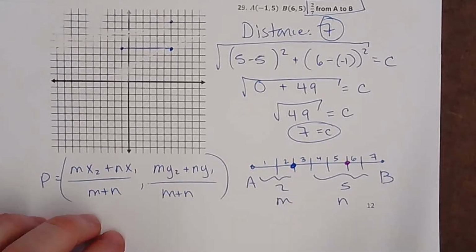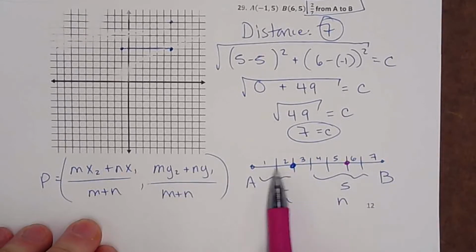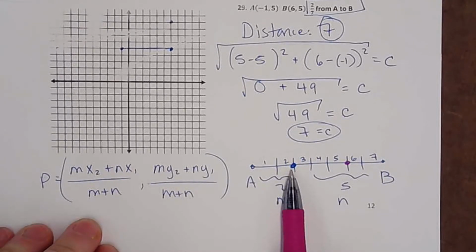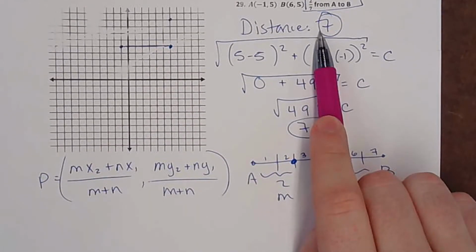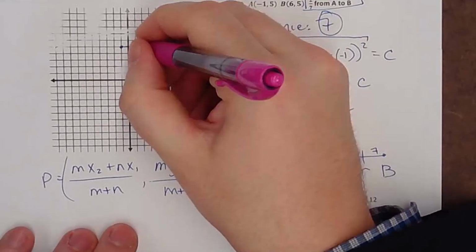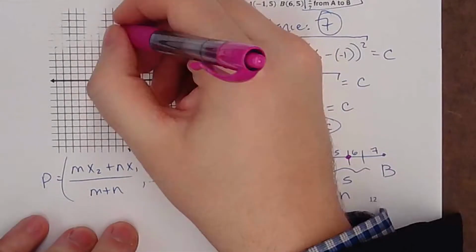Now, if we're clever, we'll notice that we divide this by 7, right? We take 2 of them. This line segment's already divided into 7 pieces because it's 7 long. So where's 2/7 of the way? Well, it's right here between A and B.